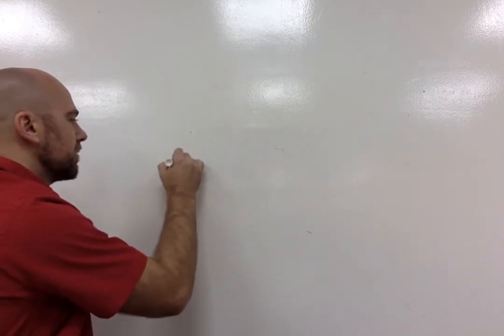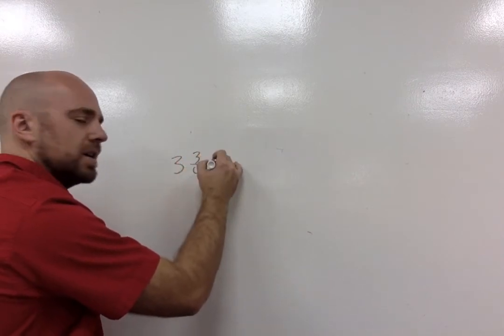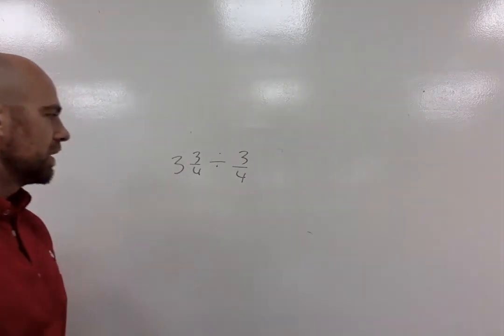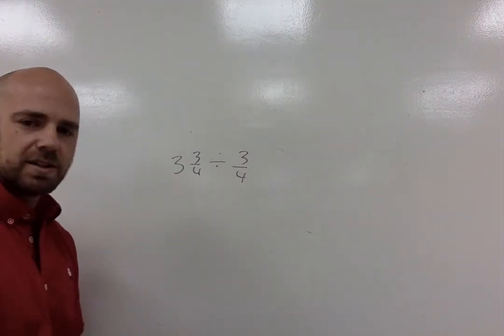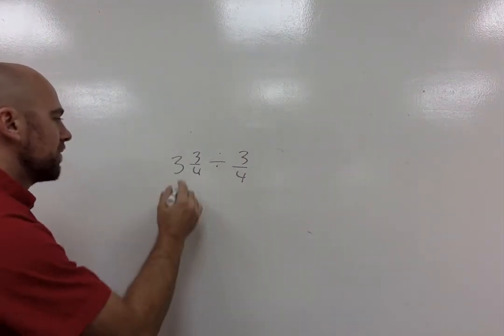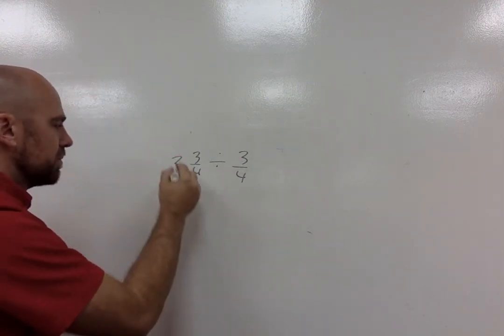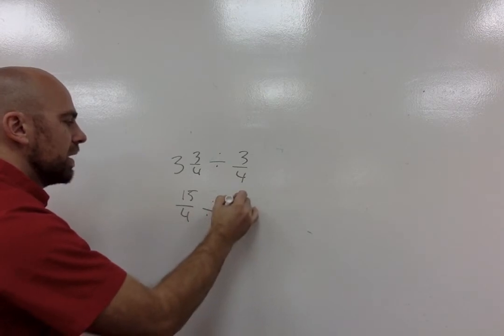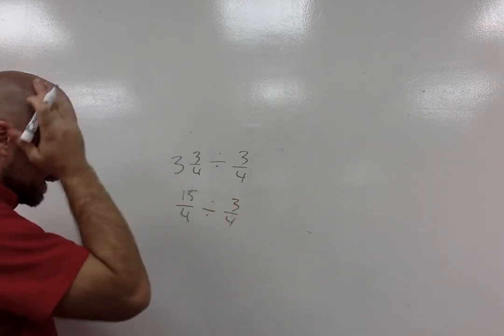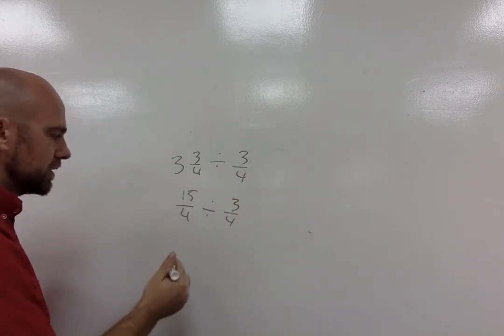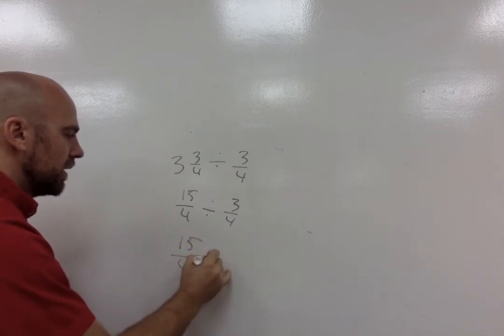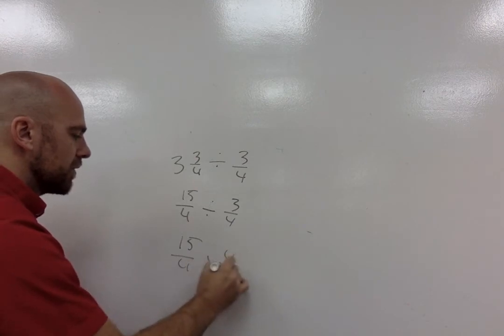That's fine. So 3 3/4, and we're going to divide it by 3/4. First thing I need to do is change this into my improper fraction. So 3 times 4 is 12, plus 3 is 15 over 4, divided by 3 over 4. Actually, this one works out really well. So I'm going to flip it. So I've got 15 over 4 times 4 over 3.